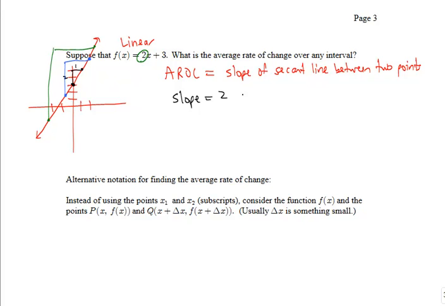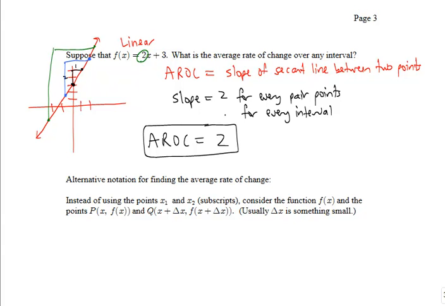So the slope is 2 for every pair of points, which means the slope is going to be 2 for every interval, and that's because it is a linear function. So when you have a linear function, your average rate of change is always going to be just whatever the slope of that line happens to be, because the slope is constant no matter which 2 points we look at.